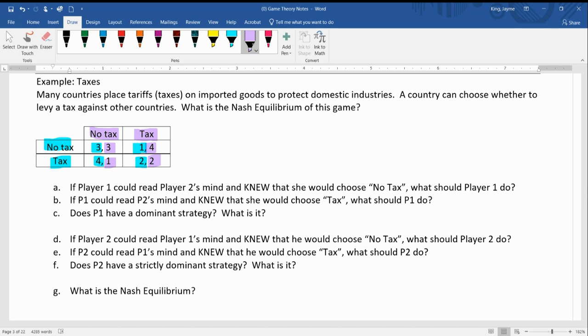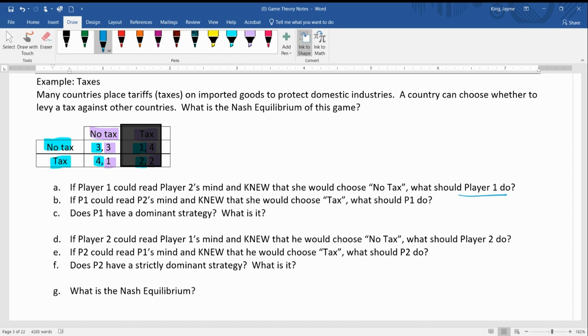If player one could read player two's mind and knew that they were going to choose no tax, then what should player one do? In this circumstance, player one can read player two's mind and knows beyond a shadow of a doubt that they're going to choose no tax. So I'm going to cover up this section right here. You're a mind reader, you know exactly what they're going to do, and you know that they're going to choose no tax. So then I want to say, okay, what should player one now do?